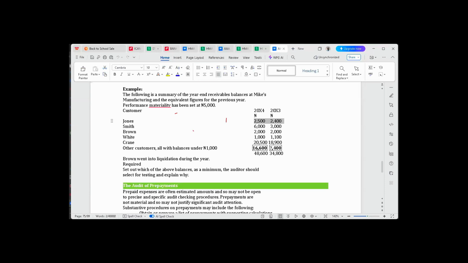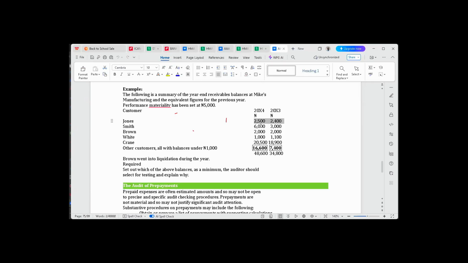So you have a customer that owes 20,500. You have one that owes 6,000. You have one that owes 2,500. If you want to select any one for testing, they say as a minimum, which of these are we going to use, and you tell us the reason why you are selecting it. You explain why you have chosen that particular balance as a test. Okay, what do you do?